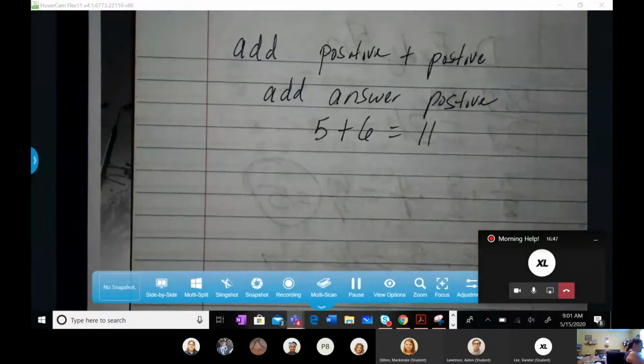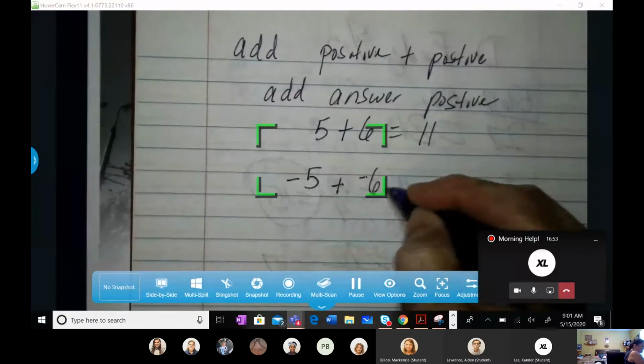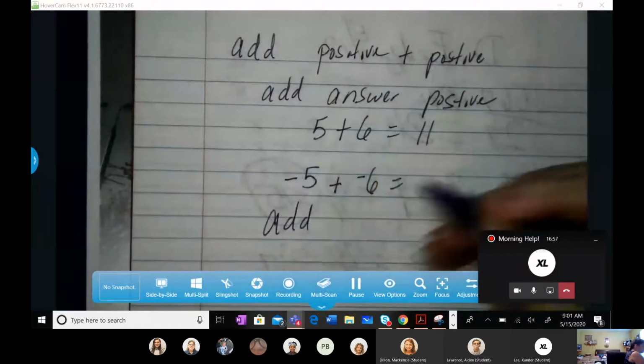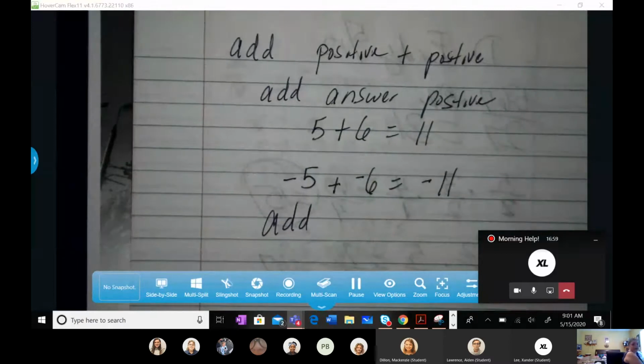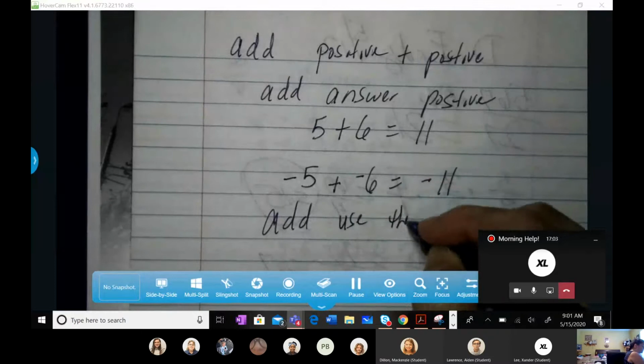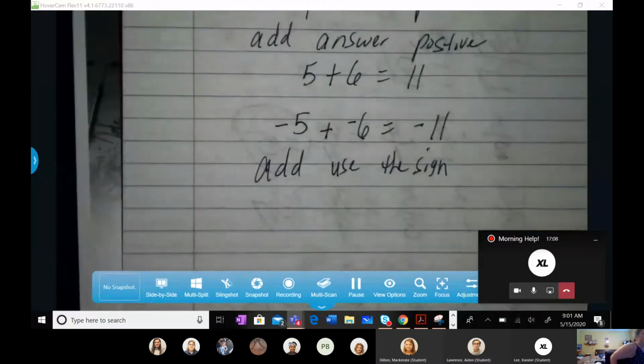All right, so add two negatives. So if I had -5 plus -6, once again, we're just going to add them, and my answer would be -11. So then we would use the sign. When it gets a little bit confusing is when we start subtracting.